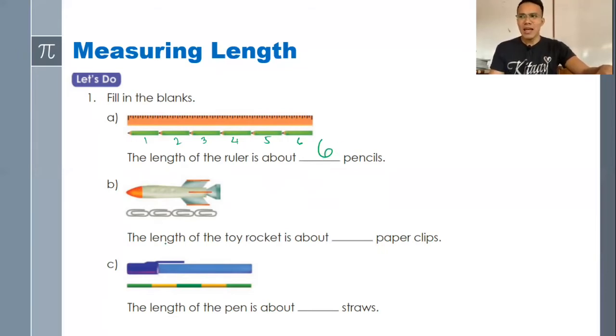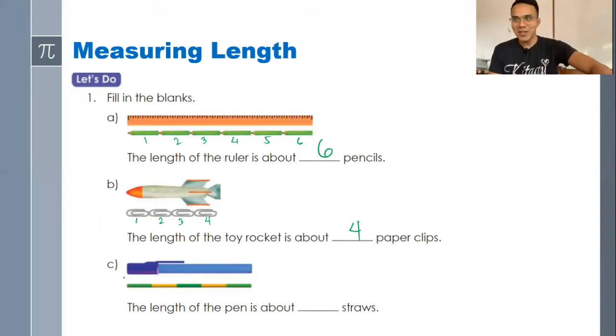Okay? Let's have this airplane. Let's see how long this airplane is going to be. And the object used to measure the length is paper clip. Let's count the number of paper clips used. We have 1, 2, 3, and 4. The length of the toy rocket is about 4 paper clips. I'm sorry, this is not an airplane pala. This is a toy rocket. Okay? But for me, this is an airplane.